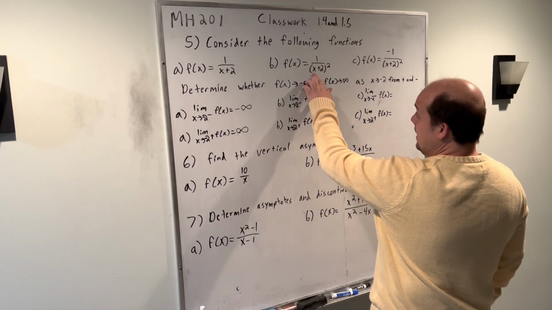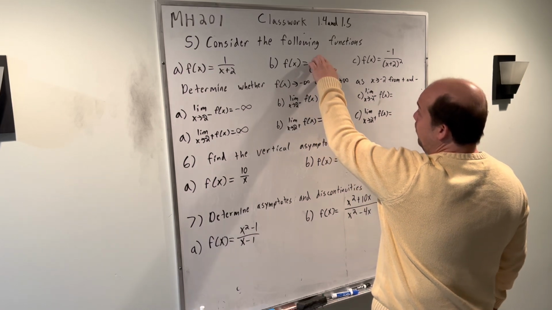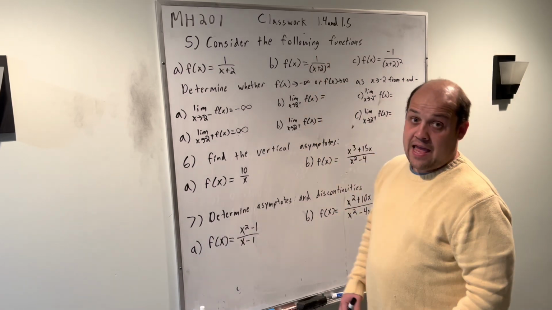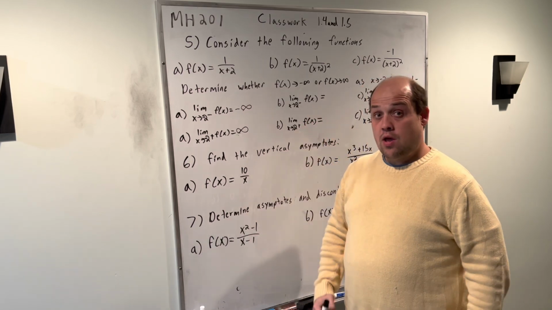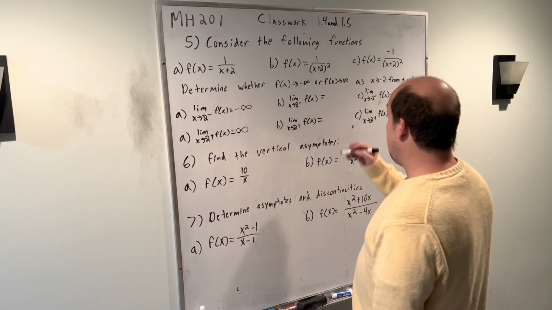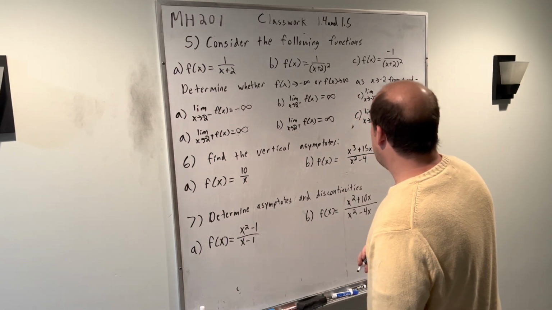Same idea if I did negative 1.9, I'd get 0.1. Squared is 0.01 or positive 100 for an answer. As I got closer from either side, it would make the y value bigger, but always positive. For that reason, I would get positive infinity here and positive infinity here.